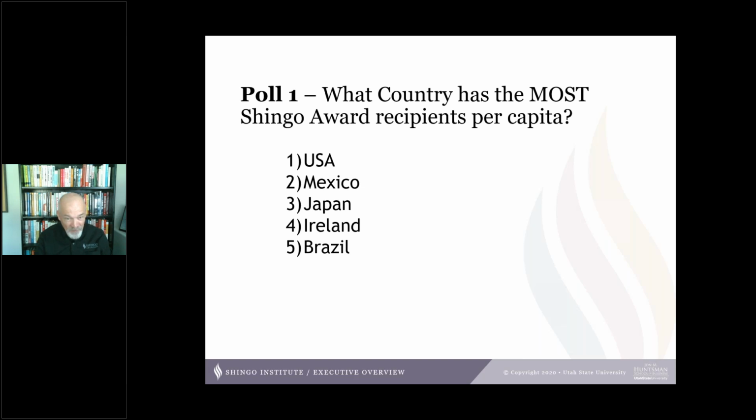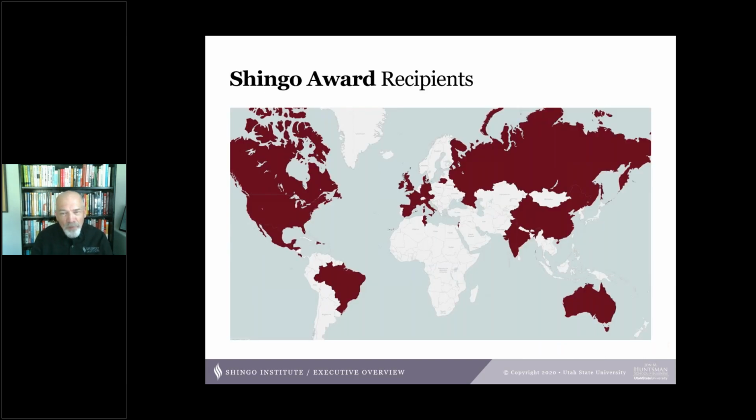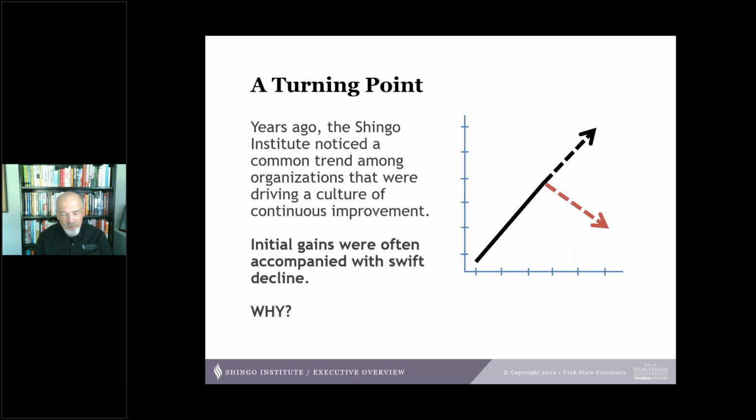It's Costa Rica. And I bring that up to point out that the Shingo Prize has really become a true global standard. This is a map showing the different countries where we have had award recipients. You can see that most of the countries of Europe have had an award recipient, and all of North America, Brazil, several countries throughout Asia, and so on. So it has become a true global standard, and we're rather proud of that, and think it's been influential in helping companies improve their process of improvement.